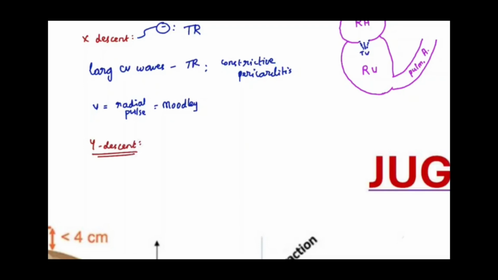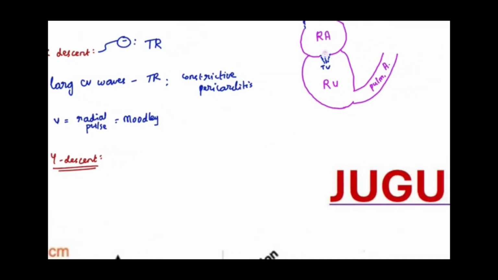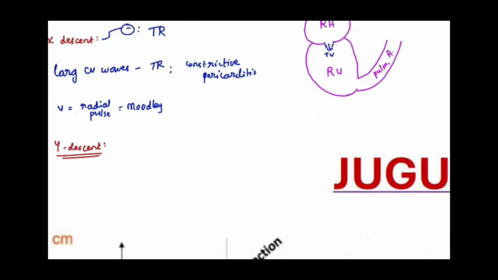It was because of atria emptying into the ventricle. So suddenly the tricuspid valve opened. Remember that diagram? Suddenly the tricuspid valve opened and atria was emptying into the ventricle. So now imagine if the wall of the right ventricle already contains some blood. So can more blood enter here?